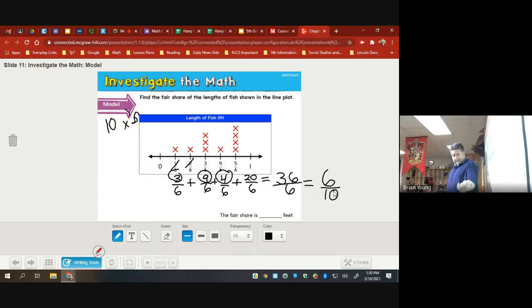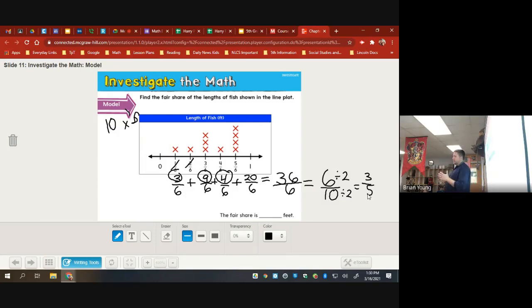It's a fraction, right? 6 over 10 is a fraction. So can we simplify 6 tenths? What are you going to divide both these by? Which is going to give you 3/5. So supposedly the fair share means the average of these fish would be 3/5, which would be roughly around in here somewhere, okay? And that's where they would average out.